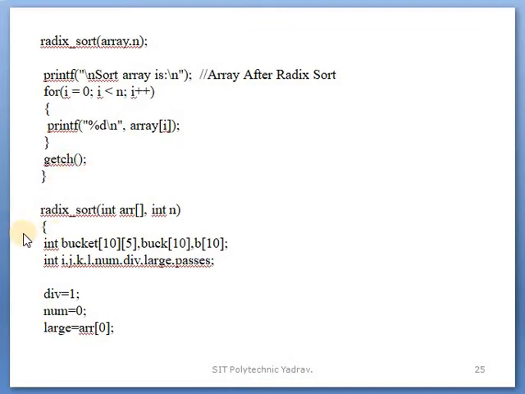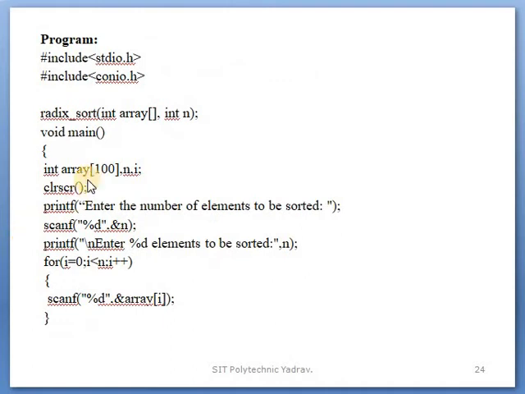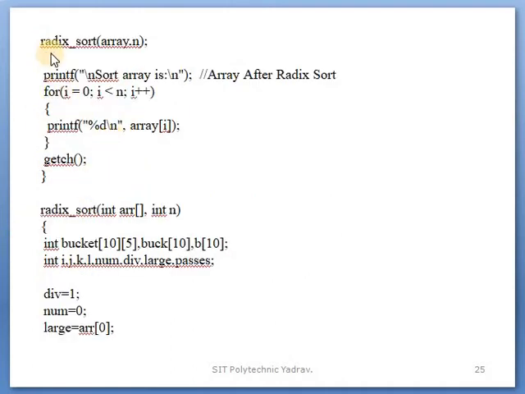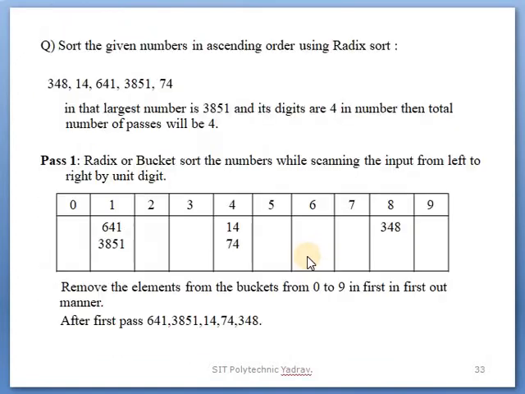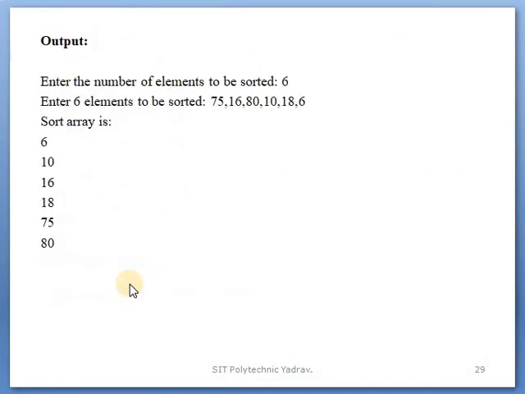In that, this is the function declaration, this is the function call, and this is the function definition. In that, take one int array, a 2-dimensional array, and a single dimensional array. Because you use radix sort, there are 0 to 9 pockets, so columns are used and in each row the numbers are stored. This is a row, this is the second row, this is the third row, this is a column, so we use the 2-dimensional array.